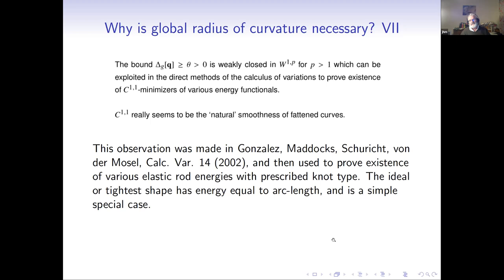But this talk is about the ideal or tightest shape. And that's just a special case of what we prove for existence. And that's actually where the energy is the arc length. So this is the statement. So then the lower bound is saying that it's the radius of the tube. You fix a lower bound on the radius of the tube, and then you minimize the arc length, and that's it. Okay. But I'm not going to go there, right?